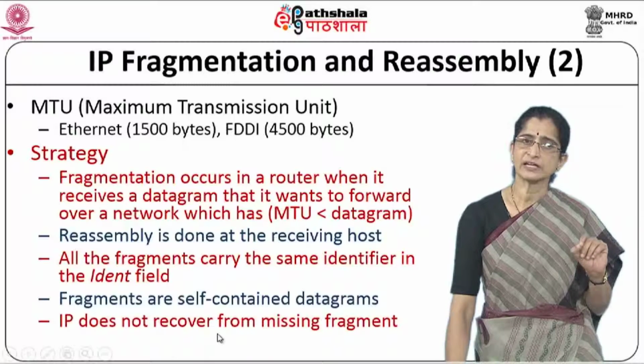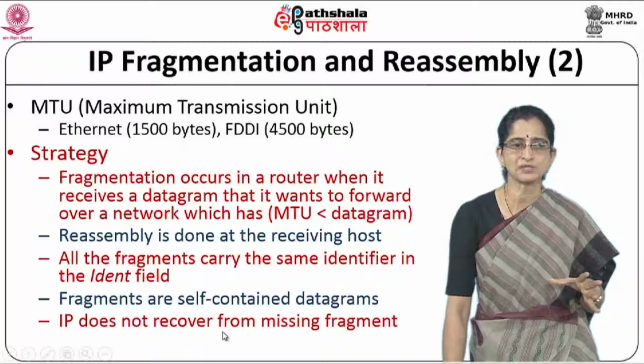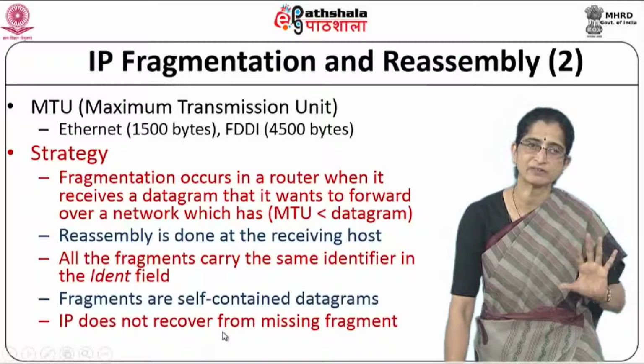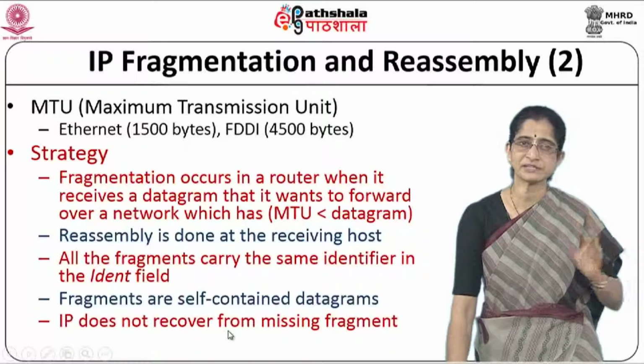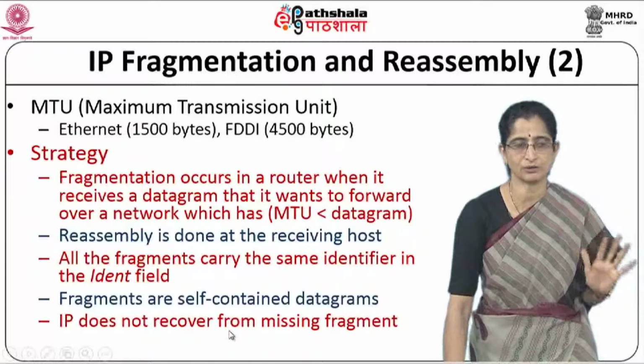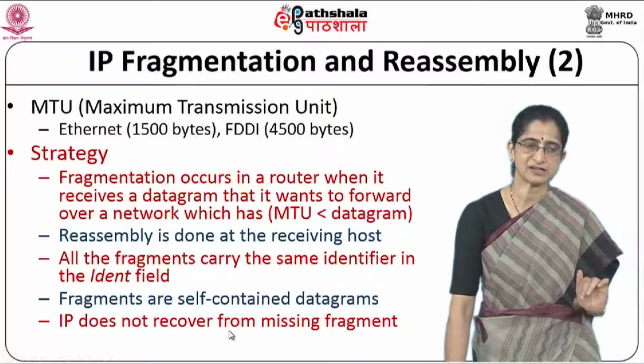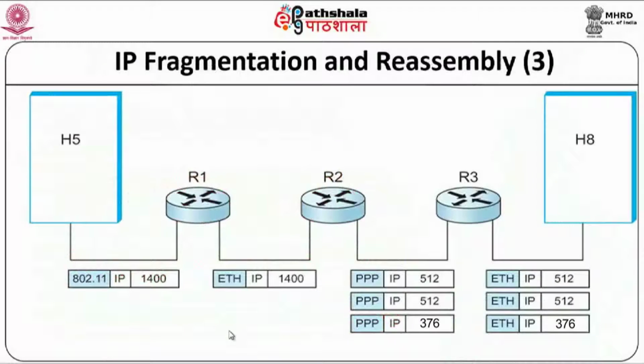And if one particular fragment goes missing, then IP can't do anything about it. It does not try to recover from missing fragments. Again, part of its best effort service. It will do its best, but if something goes totally wrong, it cannot do anything about it. So, this is the strategy used by IP. We will take an example of how this is done. Just to give you an overview, if I have a 1400 byte packet coming in, it has to be sent over a PPP link which can't carry more than 512, it will have to be split into smaller packets. This is something which we do.